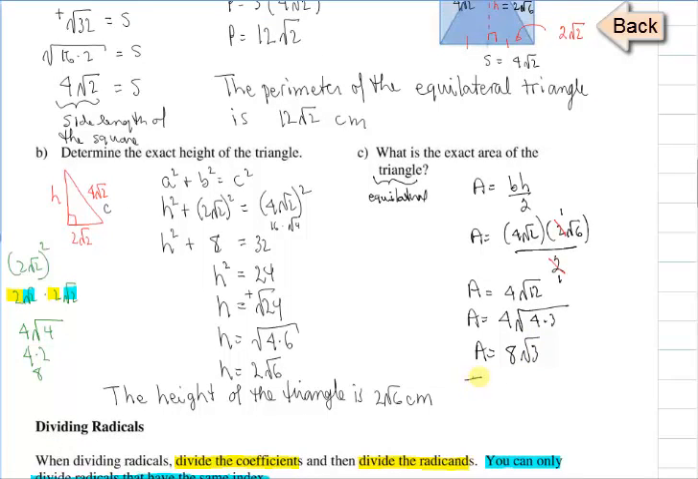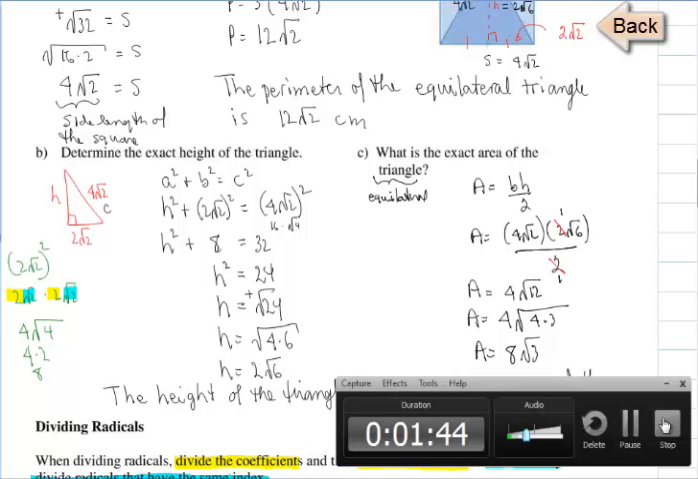And so the area of the triangle is 8 root 3, and your units are centimeters squared, right? Because it's area. All right, so that concludes our discussion on example 2.